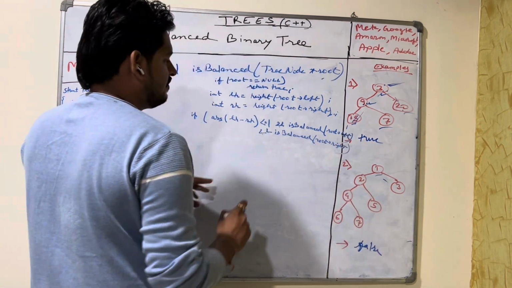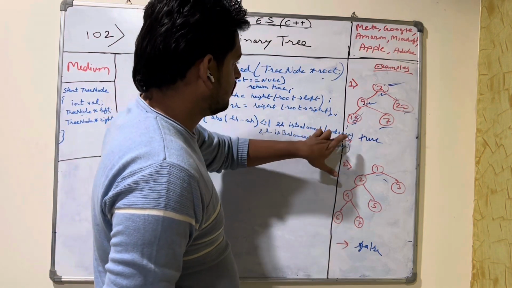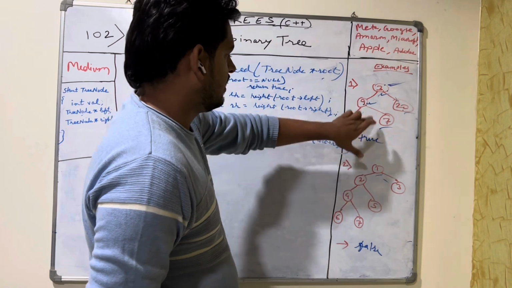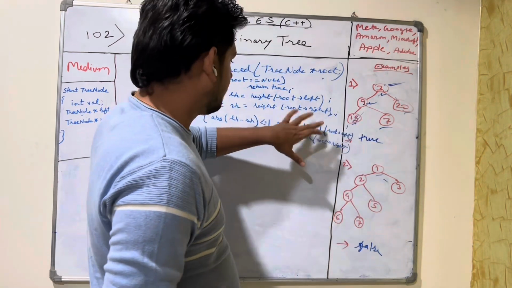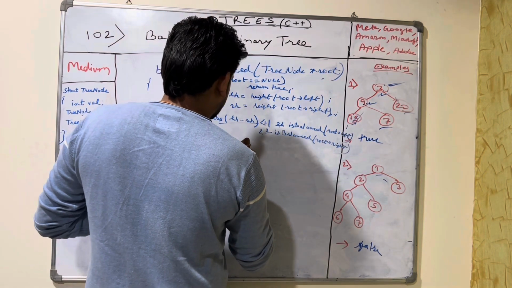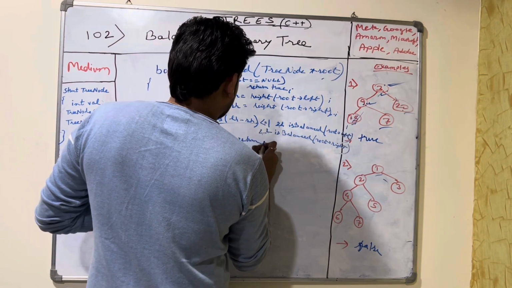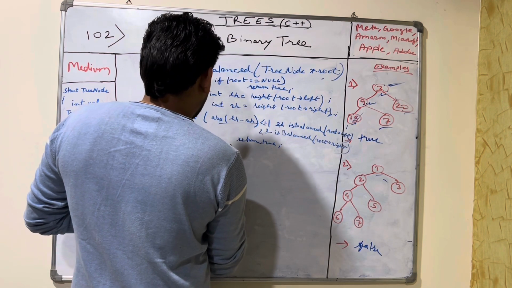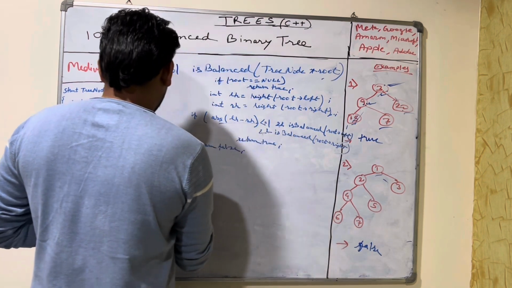Okay, so if this condition matches, again we do it for the left and the right. Is it balanced or not? And also for the root. If for all of them it is balanced and the absolute difference is less than or equal to 1, for all other cases also, we will return true. Otherwise, we will return false. As simple as that.